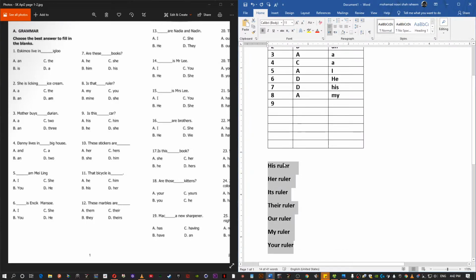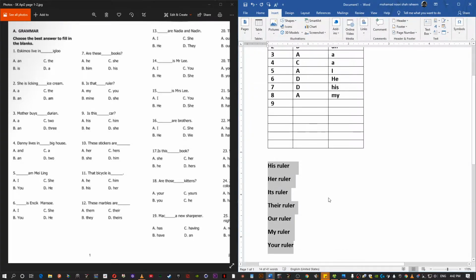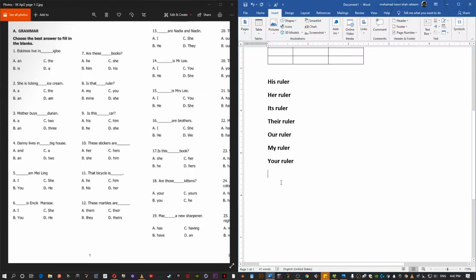yang ini satu jenis. Okay. Ini satu jenis. The other type is actually bila dia punya ruler tu atau benda dia tu datang di hadapan. The ruler is his. His tak berubah lah. Okay, I'm just gonna copy this. Alright. And then untuk perempuan, the ruler is hers. Dan kalau bukan manusia, the ruler is its. Sama juga, tidak berubah. And then kalau untuk them, mereka, the ruler is theirs.